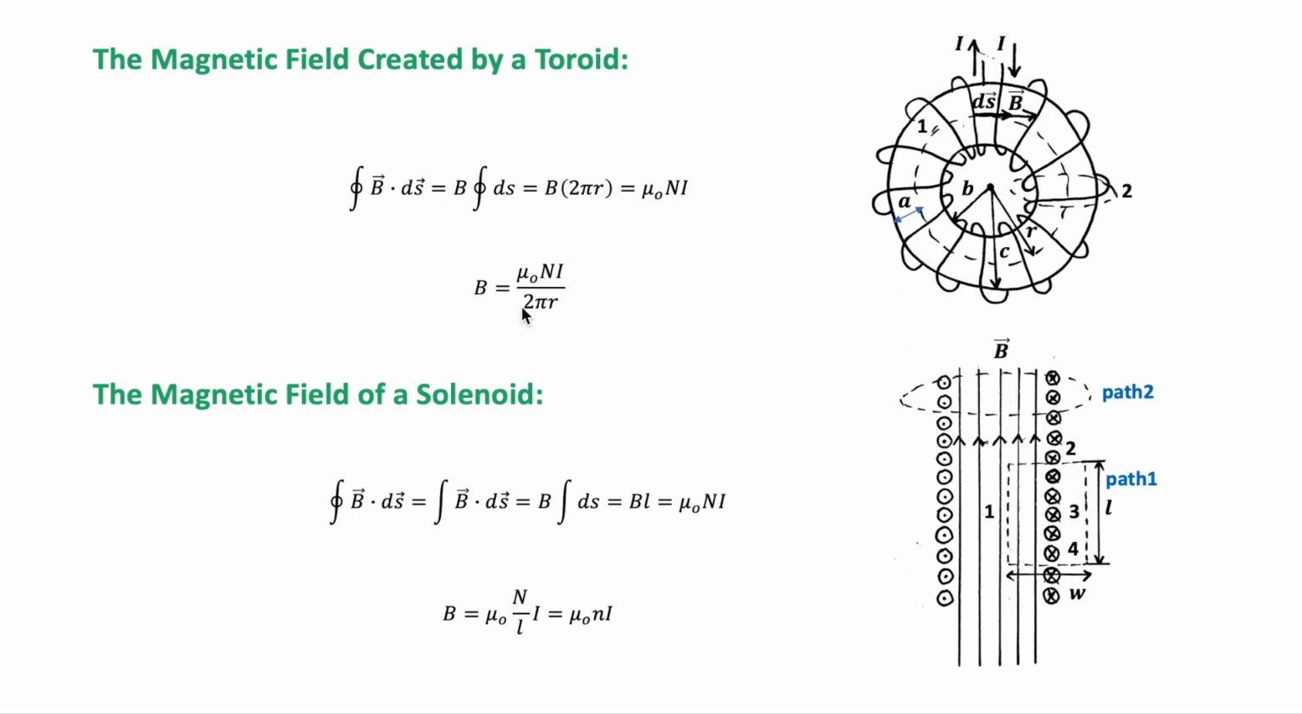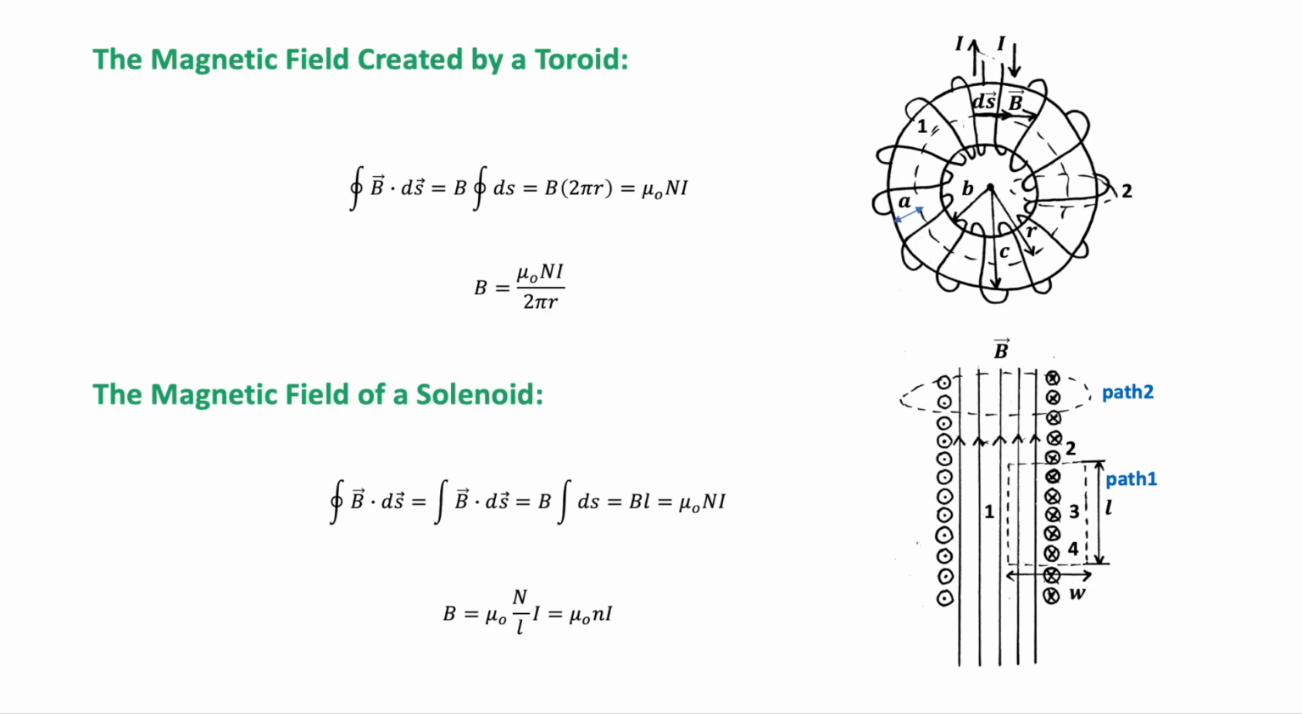This shows that B varies with 1 over r, and therefore it's non-uniform inside this torus. But if r is very large compared to a, which is the cross-section of the torus, then the field is approximately uniform inside the torus. Also, for an ideal toroid in which the turns are closely spaced, the external magnetic field outside the torus can be approximated to be 0.